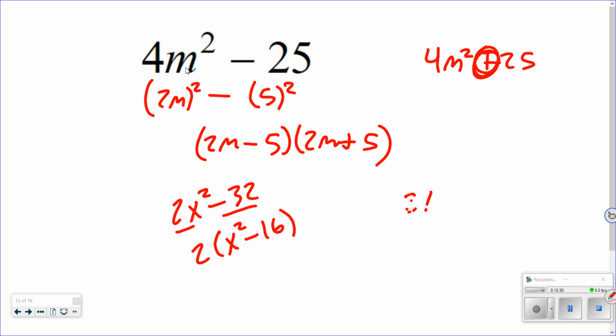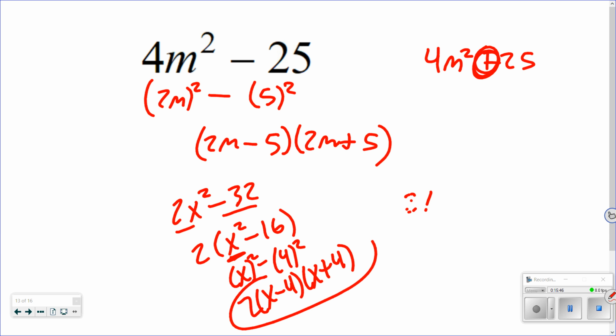Now look at the inside part. Can I write x squared as something squared? Sure. Can I write 16 as something squared? Yes, 4 squared. So it factors to x minus 4, x plus 4, and we've got that 2 out in front. Okay, there's our factored form. So make sure you check if there's a common factor too.